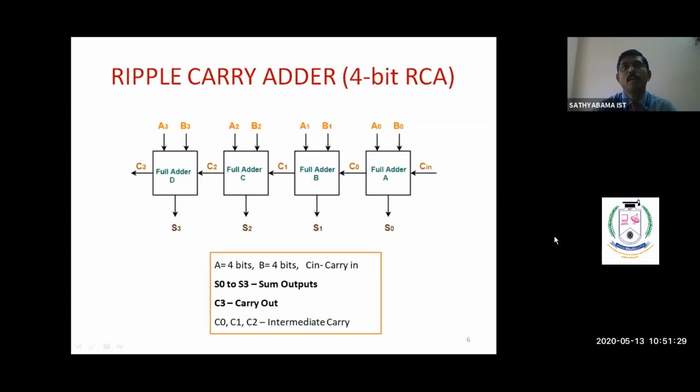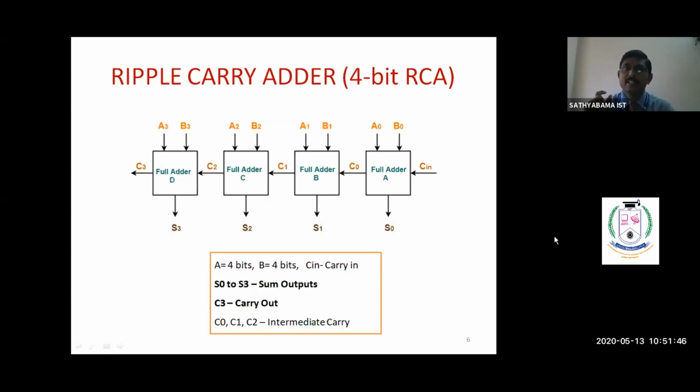Next, we are going to move to the ripple carry adder. Suppose we want to add two 4-bit data, that means A equal to 4 bits and B equal to 4 bits. For that case, we are going to use the ripple carry adder.